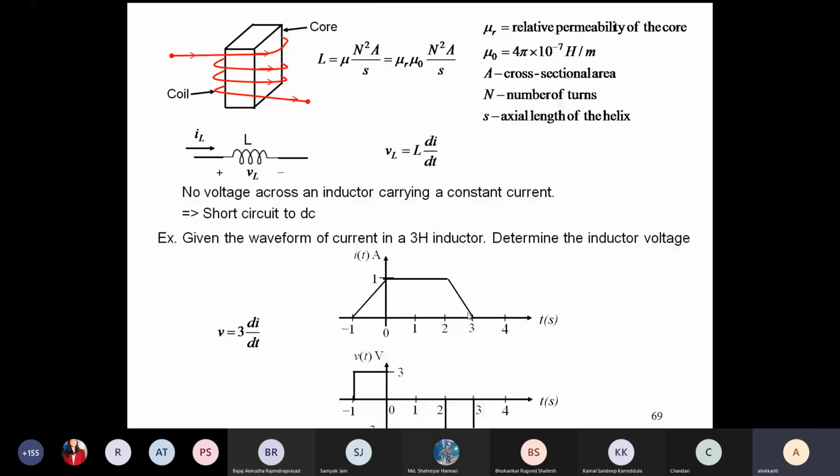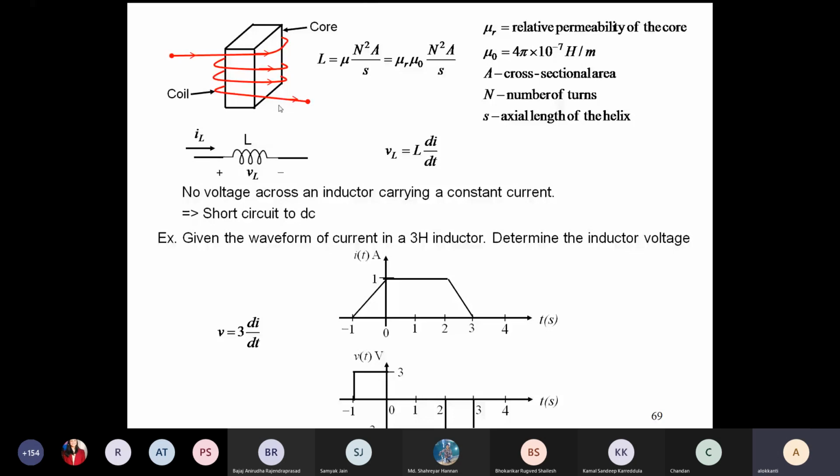So the value of this inductance, some of these things we will recapitulate. L is given by mu n square A by S, where mu is mu r mu naught. Again, mu r is the relative permeability of the core. The value of mu naught is 4 pi 10 to the power minus 7 Henry per meter. A is the cross-sectional area of the core on which the coil has been made. It can be rectangular, circular, or of any shape. N is the number of turns, and S is the axial length of the helix.